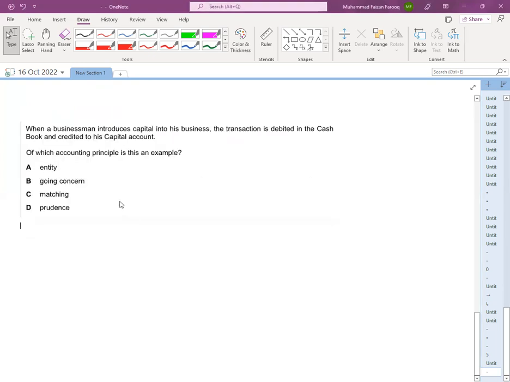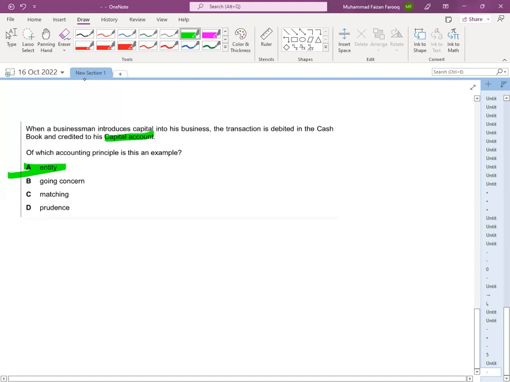Next question, when a businessman introduces capital into the business, this transaction is debited in the cash book and credited to the capital account. Why? Because the business is a separate entity from its owner. That's why we are recording drawings and capital separately. Owner accounting is different, business accounting is different. It's called the business entity concept. They didn't write the full name, they just wrote entity concept. So it's the same thing. The option is A for apple. The next question will appear on your screen in a second.